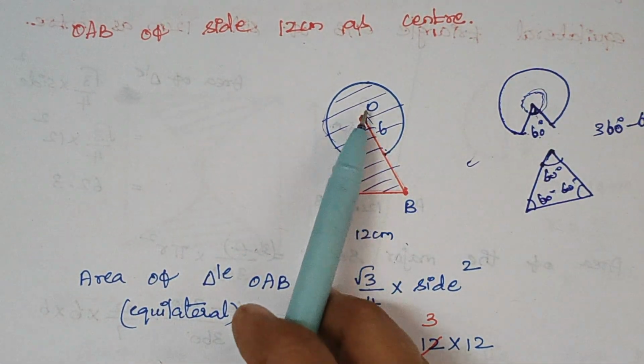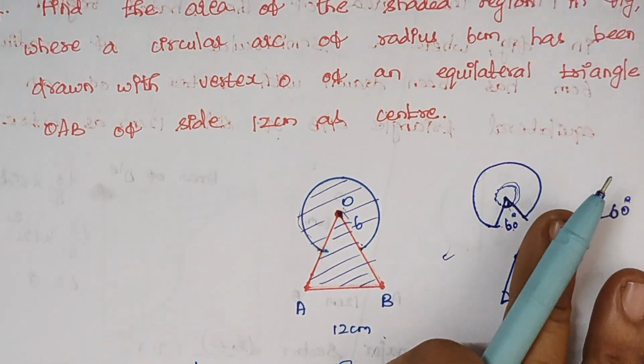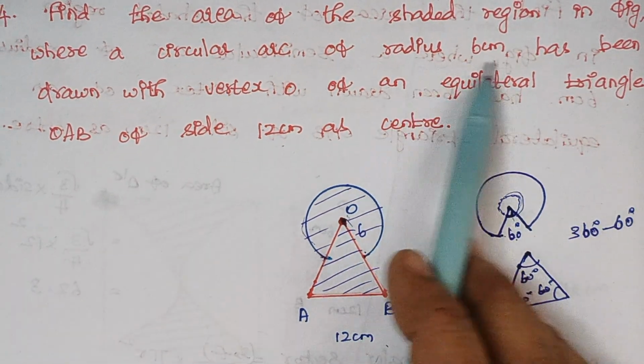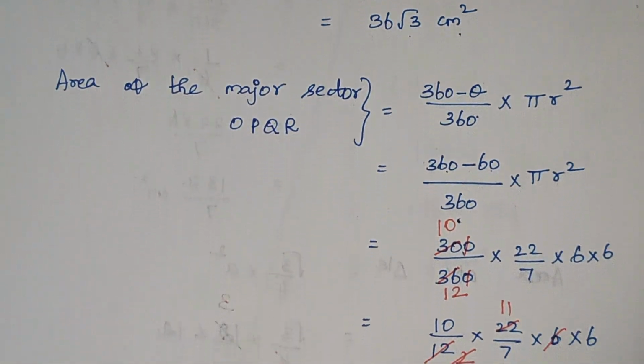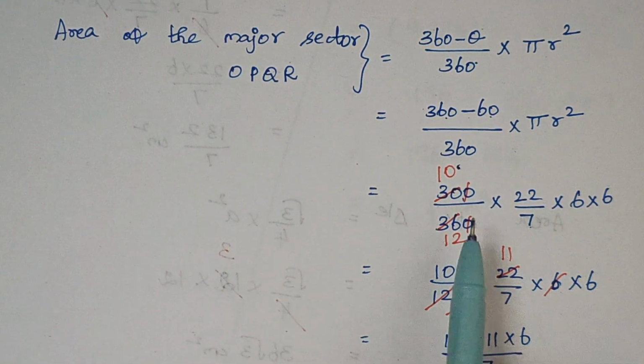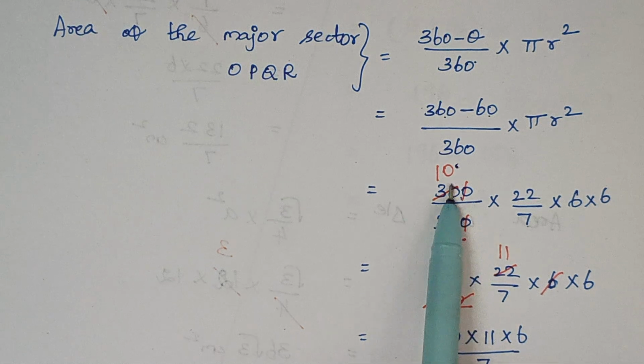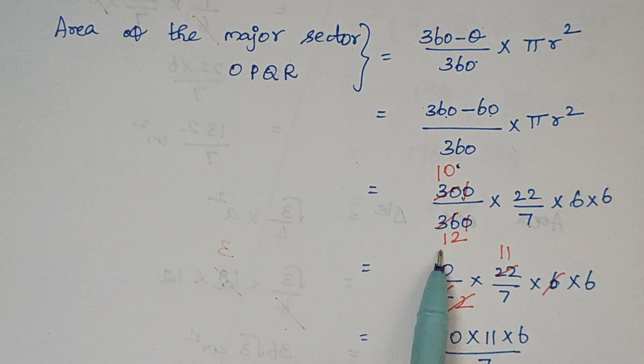The value of r is 6. You see? A circular arc of radius 6 centimeter. So just substitute the value of 6 over there. Right. And again, the zeros cancel, and 30 and 36 are cancelled by 3. So here I am getting 10 by 12.